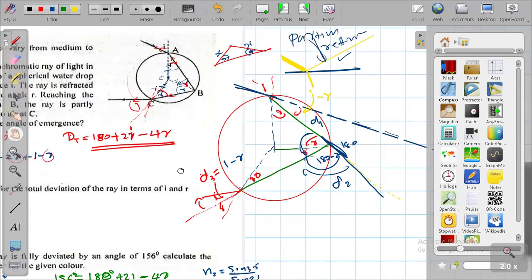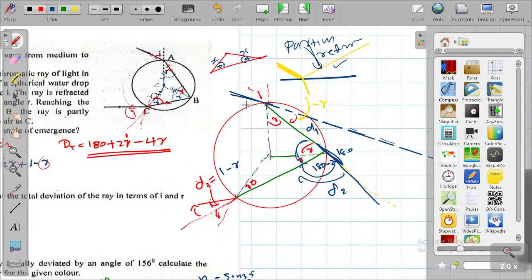Now it asks whether any angle will create this critical angle. To create the critical angle, the ray should come perpendicular to the surface, then only it will reflect here with the critical angle. Here the angles will be more than the critical angle. So the smallest angle should be 45 degrees.